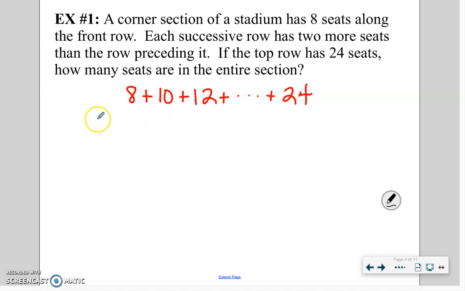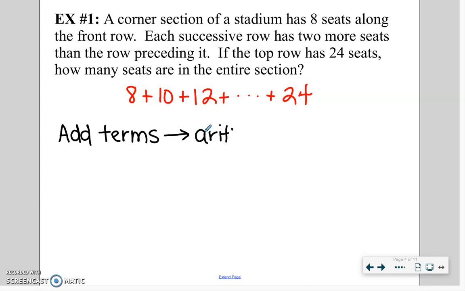So we're looking for more of a procedure to make things easier when the problems become more difficult. And so what we're going to do is recognize that this is asking us to add terms, which is the equivalent of finding a series. And in this case that would be an arithmetic series, and it's arithmetic because the pattern is adding 2 each time. Okay, so you're going to go back to your formula on the last page.